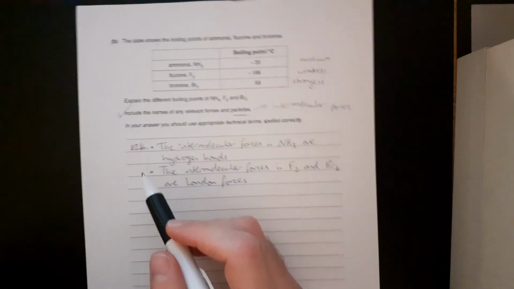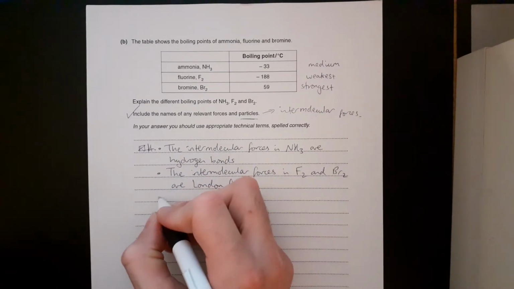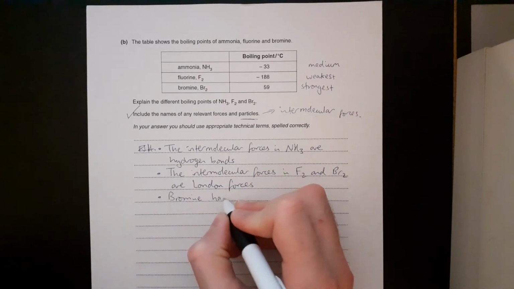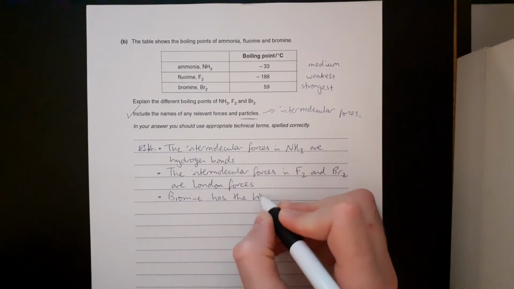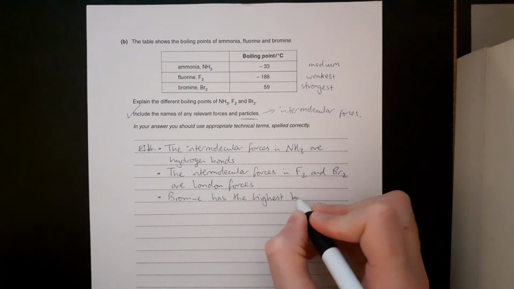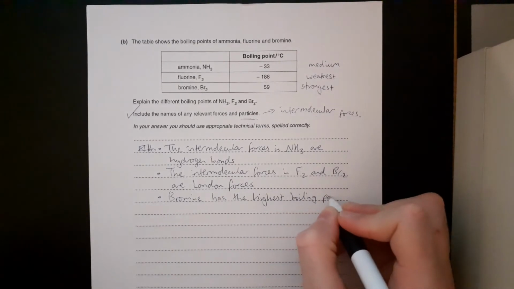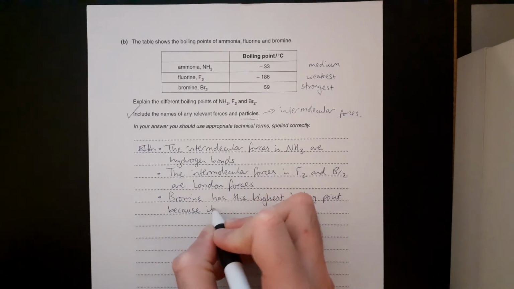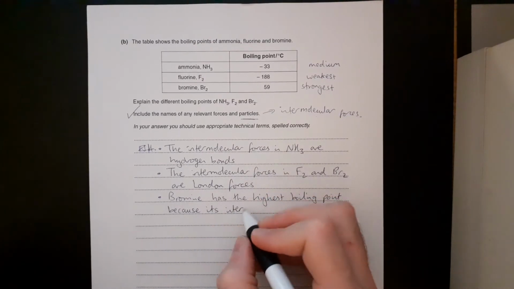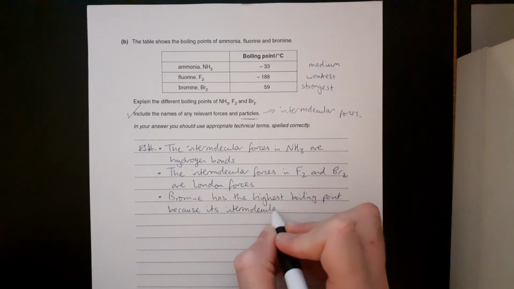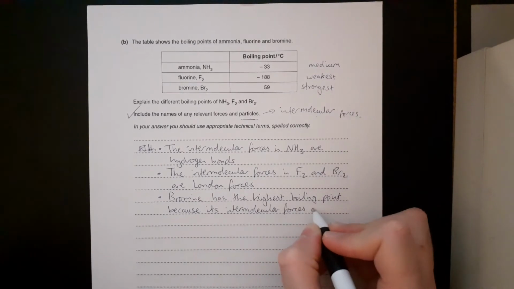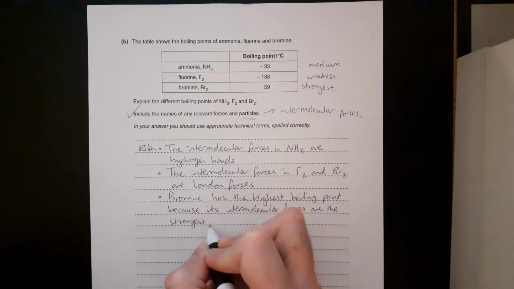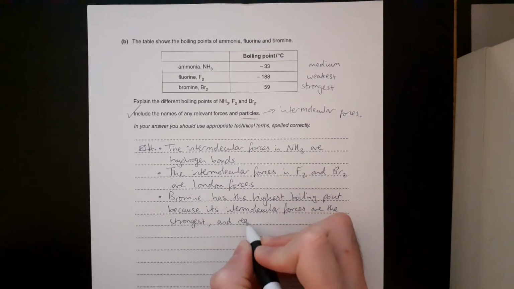Okay, so we can say bromine has the highest boiling point because its intermolecular forces are the strongest and require more energy to overcome.